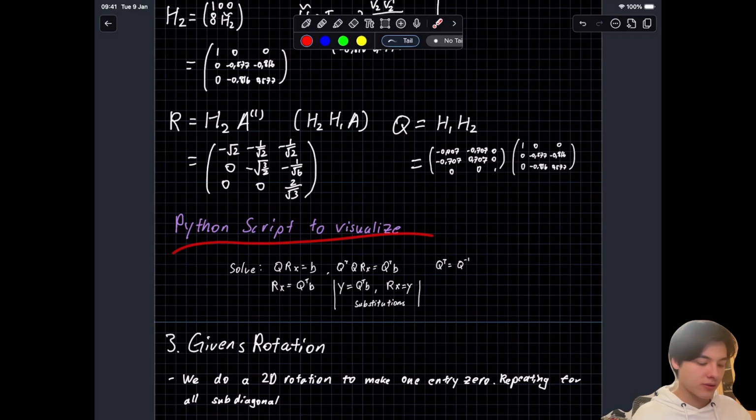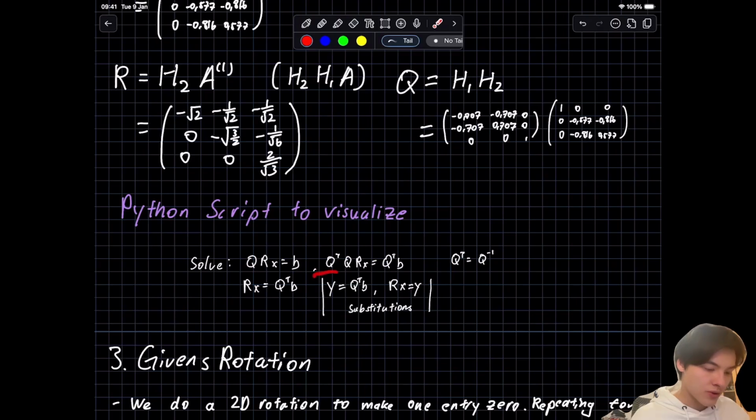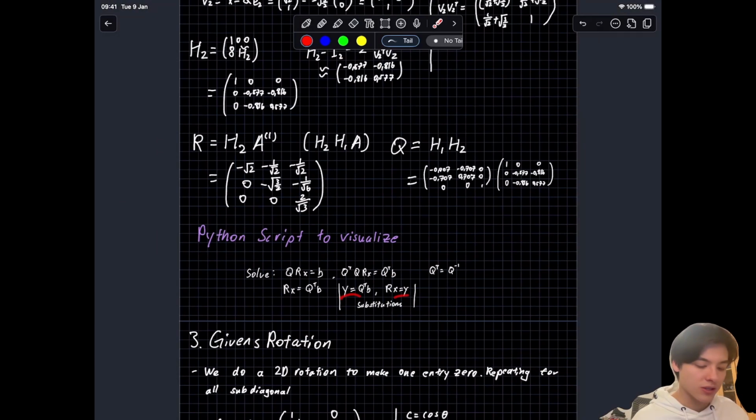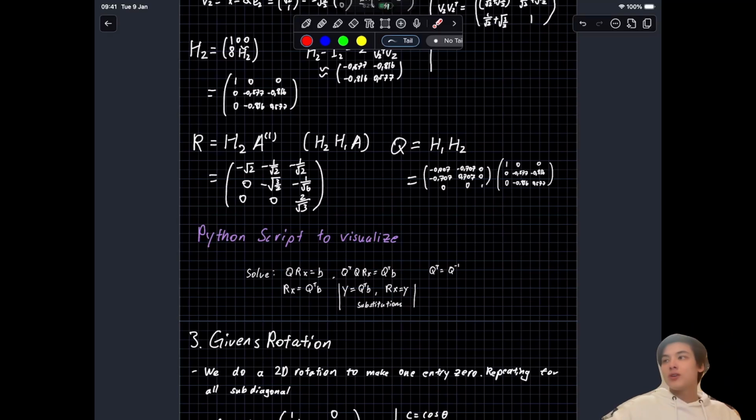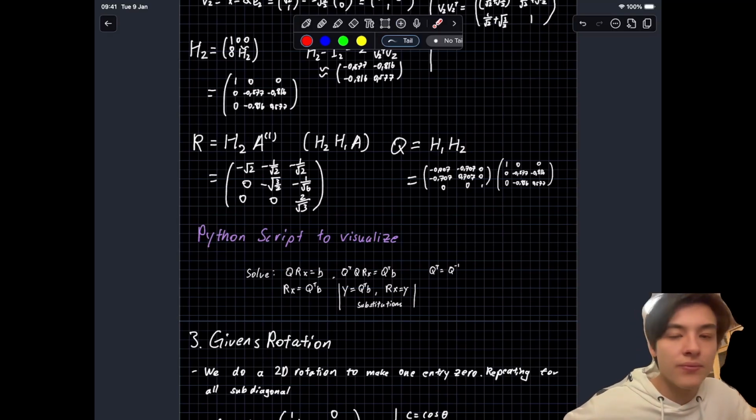You can use a Python script to visualize it. Actually, first go through this. When we solve it, we do Q. So we know the Q, right? We know the R. So we do Q transposed, and then we can just do the two substitutions. I already did that. So let's look at what this actually means visually.